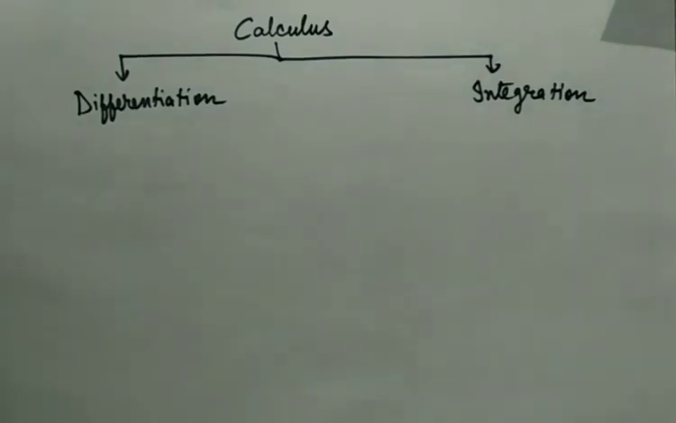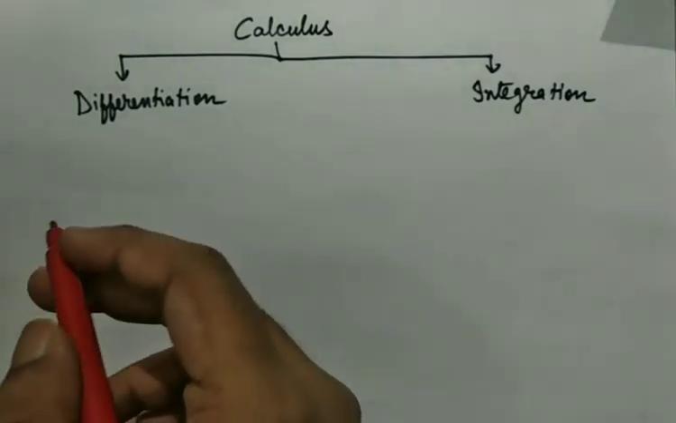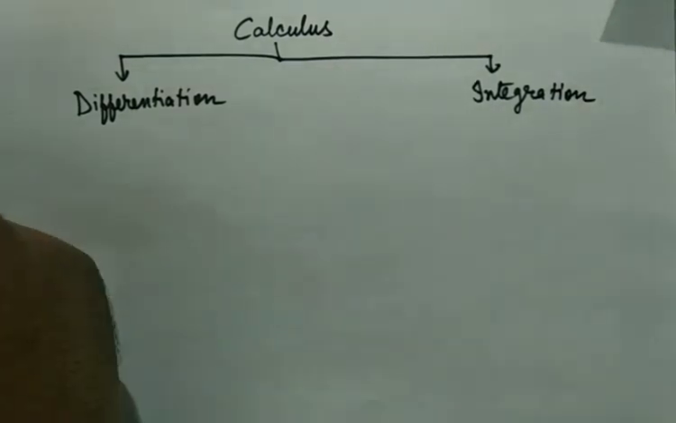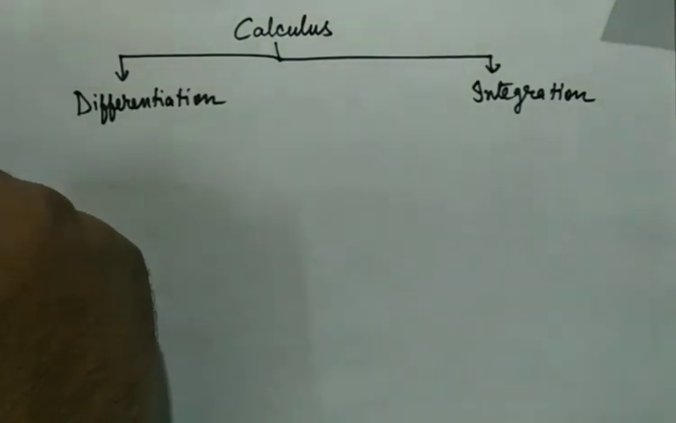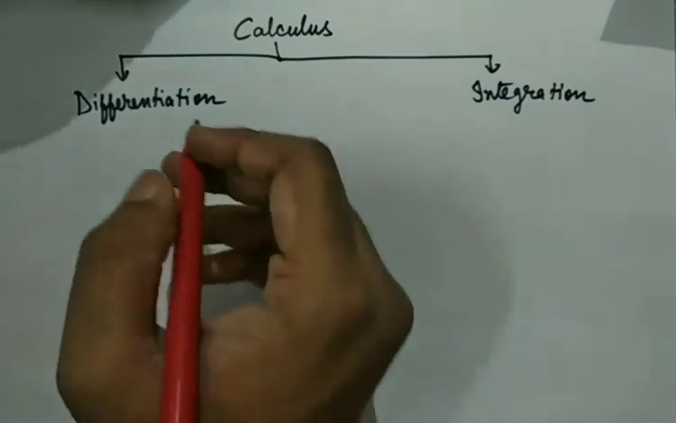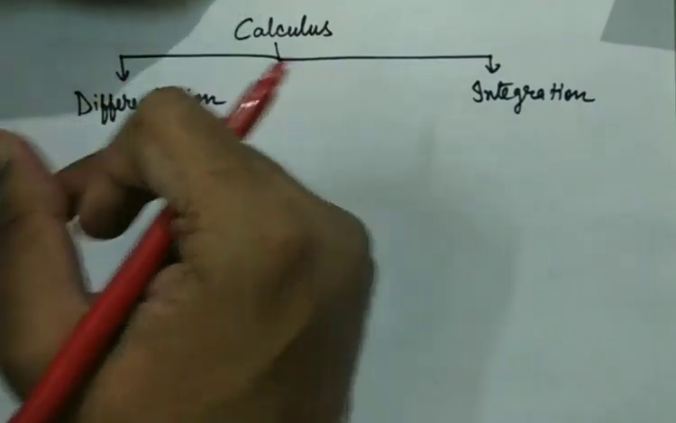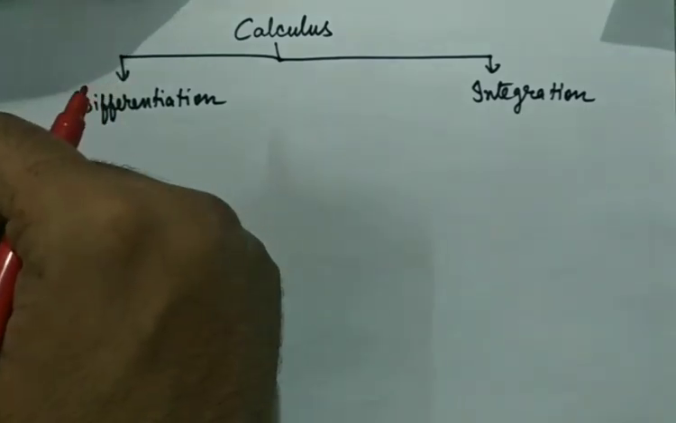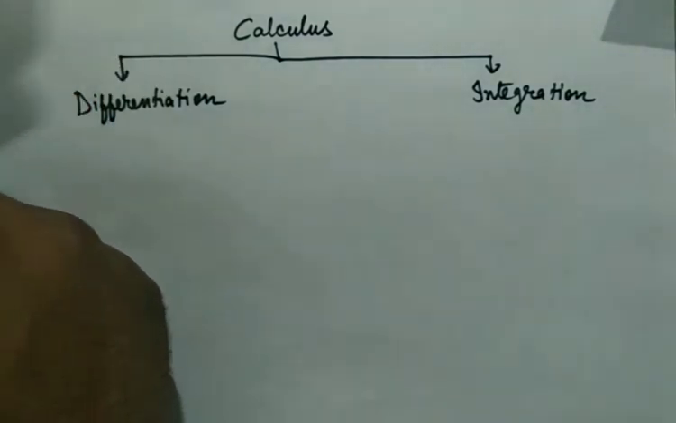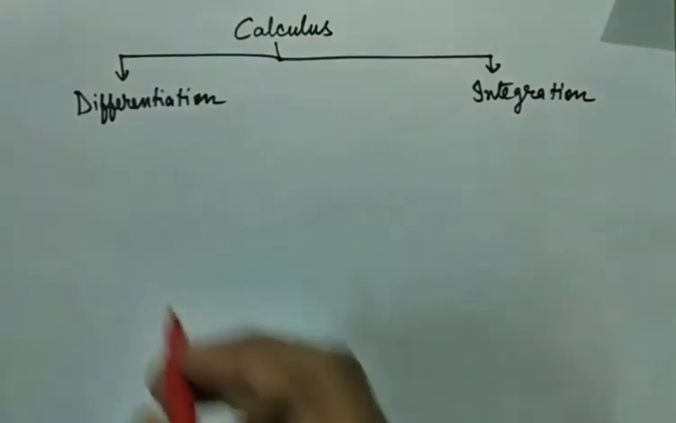Now let's get into the brief discussion of differentiation. First of all, let us understand what is a function. We are not going to the exact details of what is a function and what is not a function. That is the part of mathematics. We are just telling how a function looks like.